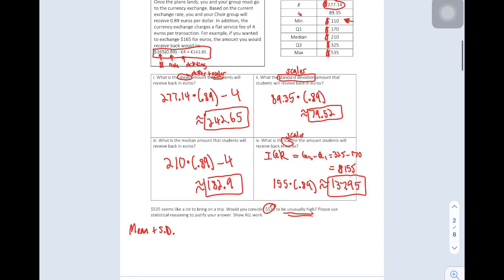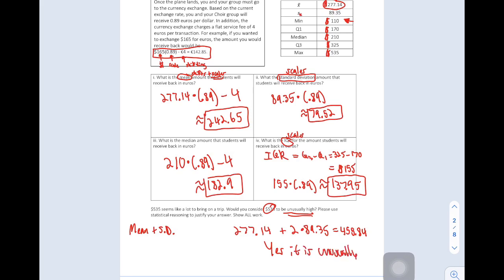So what we know is that our mean was $277.14. And if I add 2 standard deviations to this, so 2 times the standard deviation, which was $89.35, I get a value of 455.84. So think of this as like an upper fence, similar to that of an outlier. If we have a value that's more than 2 standard deviations away from the mean, it is considered to be unusually high. So in this case, yes, it is unusually high.